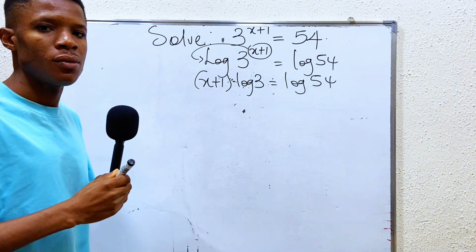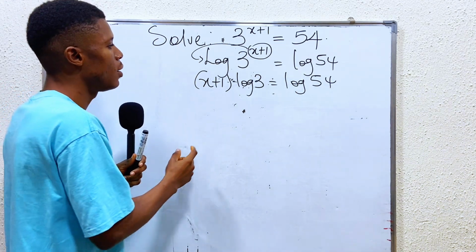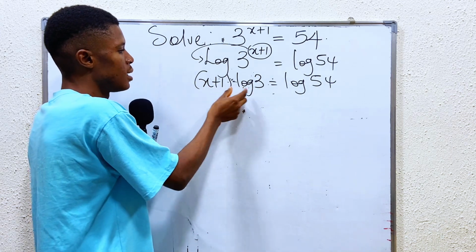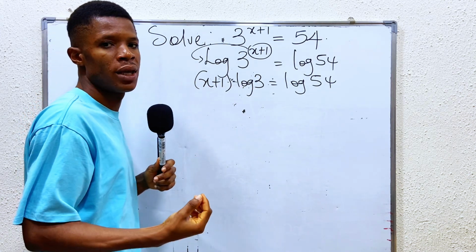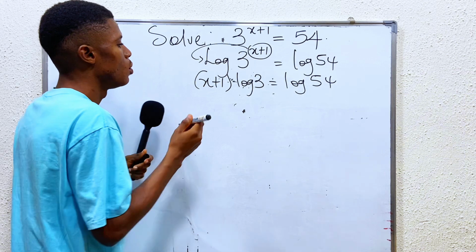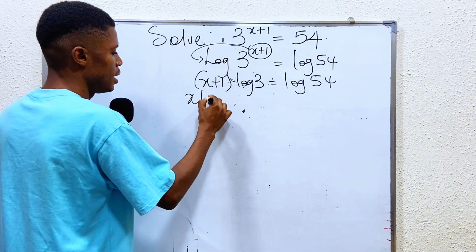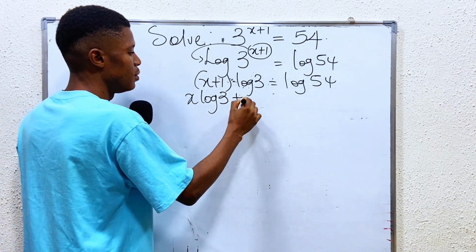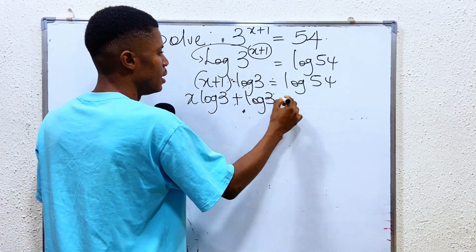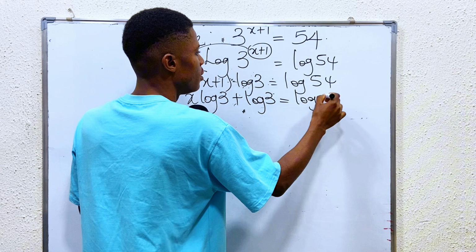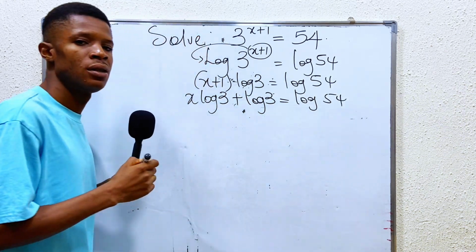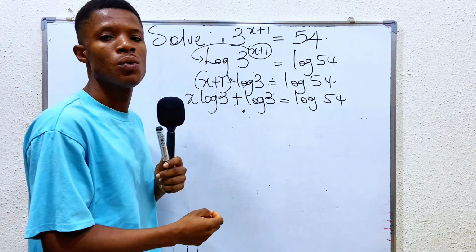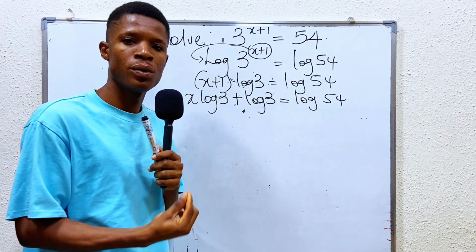Okay? So if you understand this now, we are now going to use log 3 to open the bracket. So log 3 will multiply x and log 3 will multiply 1 so that we get the bracket open. So log 3 times x will give you x log 3, and log 3 times 1 will give you log 3, and that's equals to log 54. Okay? So since we've understood this, the next thing is that we have log 3. So we just have to subtract log 3 from both sides.